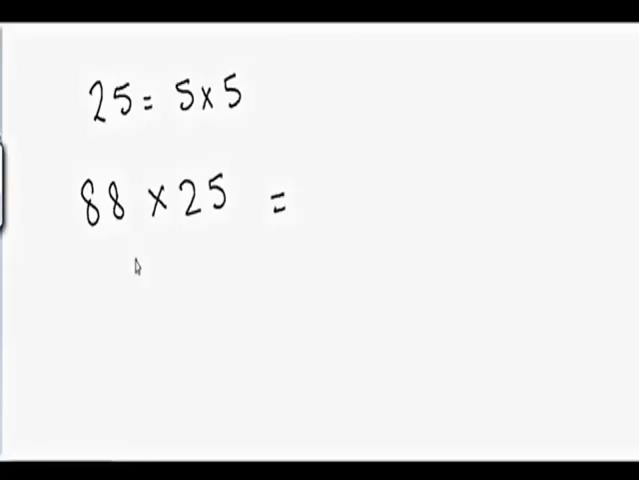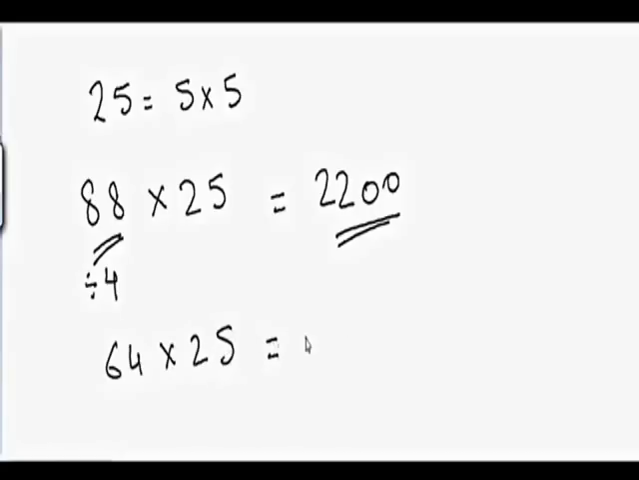Now let's go to 25. If I have to multiply any number by 25, so we know that 25 is equal to 5 into 5. So instead of dividing by 2, we will divide by 4. So now suppose I have 88 and I want to multiply it by 25. So in this case I will divide 88 by 4, so that will be equal to 22, and then I put 00 in the end, so that is my answer. Again, if I have to multiply 64 by 25, so that will be equal to 16, because 64 divided by 4 is equal to 16. So we have 1600 as answer.